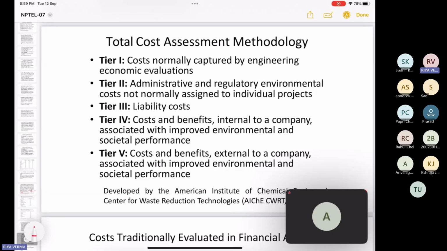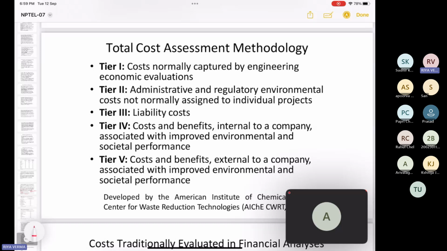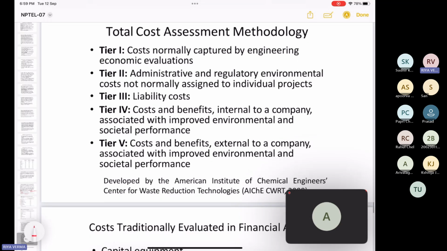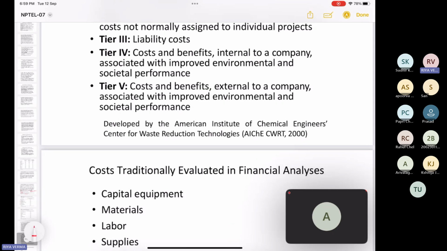We have a five-tier approach for the total cost assessment methodology. Tier one includes the costs normally captured by engineering economic evaluations. Tier two costs include the administrative and regulatory environmental costs that are not normally assigned to individual projects. Tier three has liability costs. Tier four has costs and benefits that are internal to a company and associated with improved environmental and societal performance. Tier five has costs and benefits that are external to a company and associated with improved environmental and societal performance.